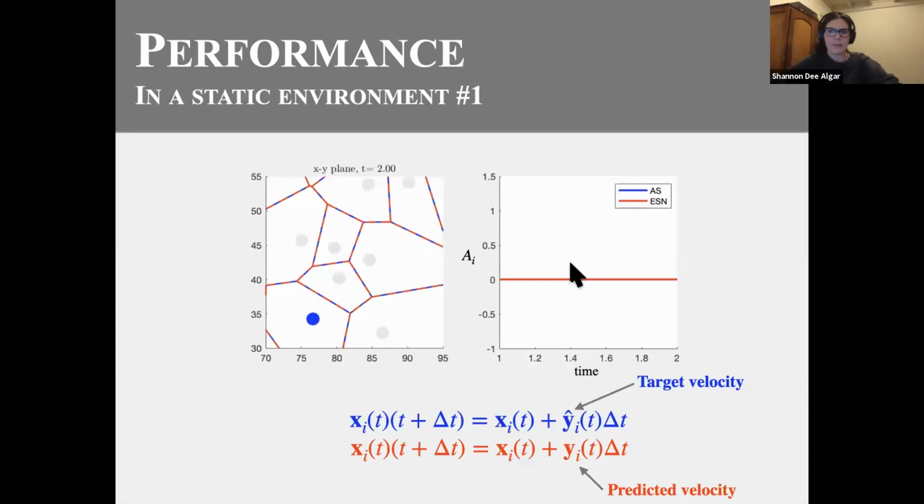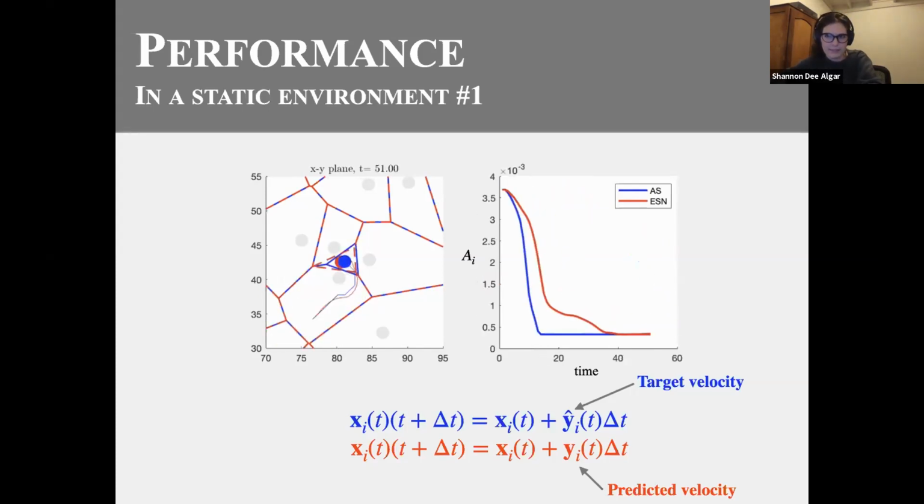Okay, so the first scenario is in a static environment. The blue particle here is an active selfish member. Underneath this is a red particle whose movement is being governed by the predicted velocity of the echo state network. And I should say as well, the gray dots are static, they're not going to move. And the blue and the red lines here are the Voronoi tessellations for the blue and the red particle respectively.